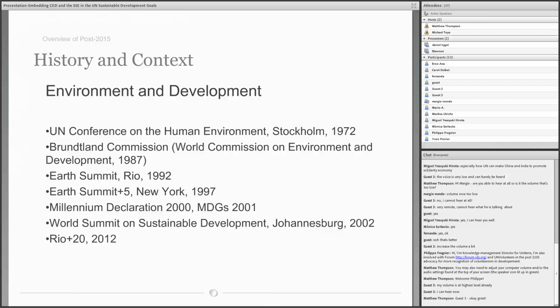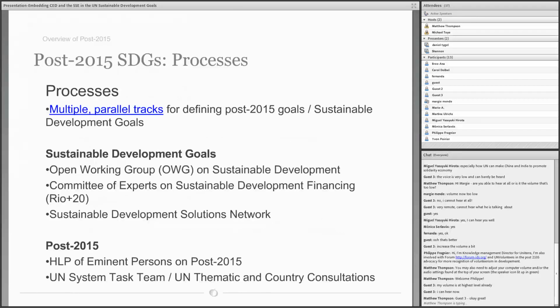And then, flashing forward, we have Rio+20. We have a commitment being made to develop Sustainable Development Goals, and we also have discussions looking at the fact that the Millennium Development Goals are ending in 2015, so what will come next? In the next slide, I've articulated the two parallel tracks going on now: how we're going to define the goals that come after the Millennium Development Goals, and how Sustainable Development Goals are going to be decided on as a result of the Rio+20 conference.